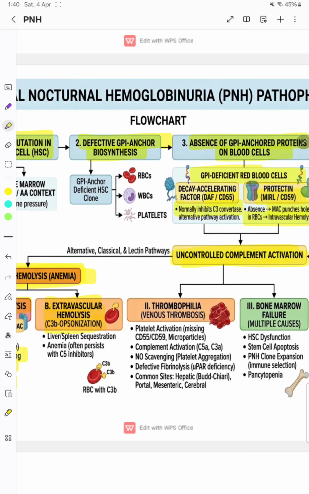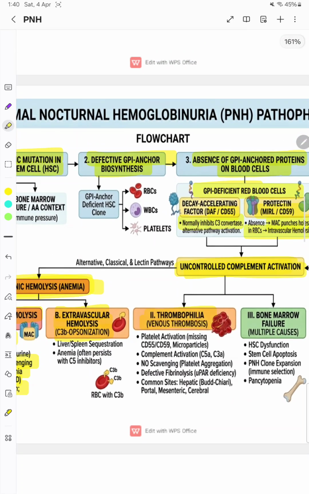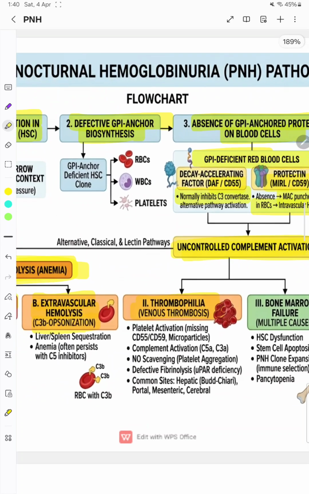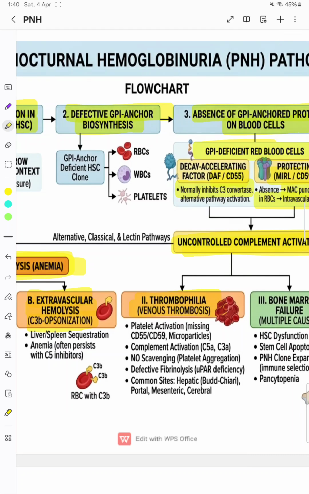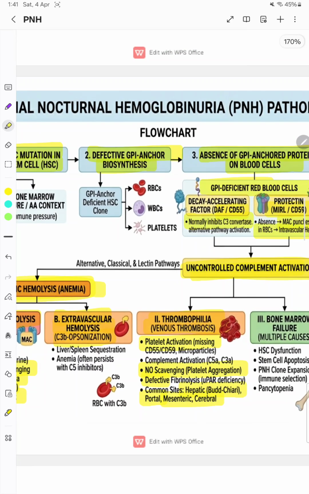Now, due to uncontrolled complement activation, there will be thrombophilia or venous thrombosis. As we have discussed, the free hemoglobin binds with nitric oxide and results in a decreased level of nitric oxide. So there will be more platelet aggregation, and there is an increased chance of the formation of thrombus. The common sites for thrombosis are the hepatic vein, Budd-Chiari syndrome, portal vein, mesenteric vein, and cerebral vein.